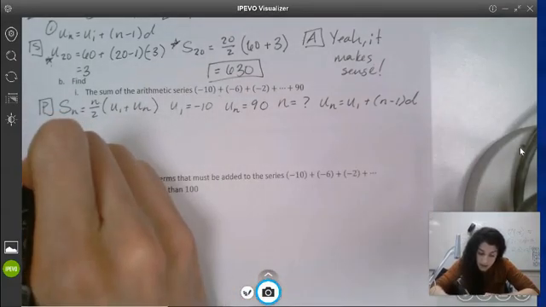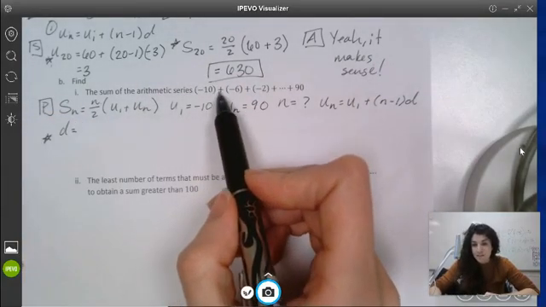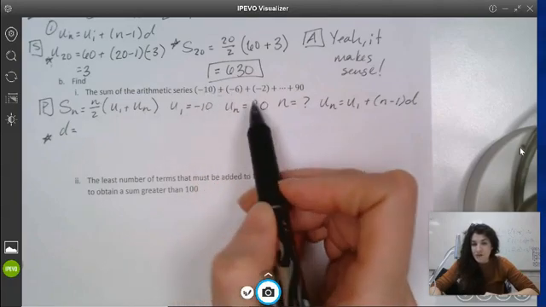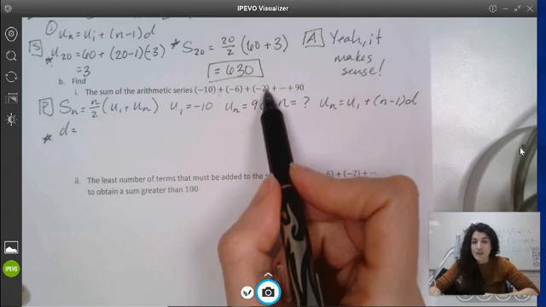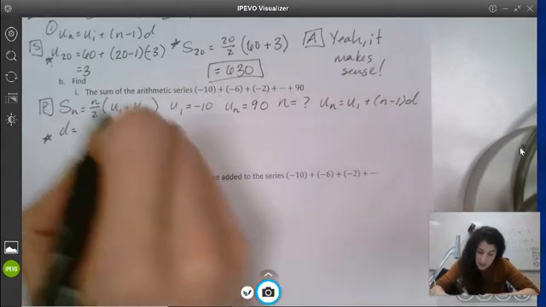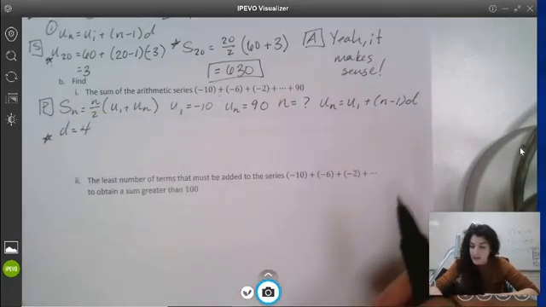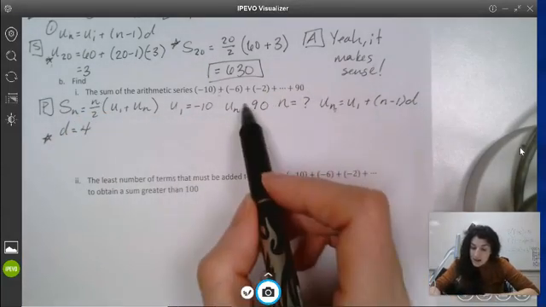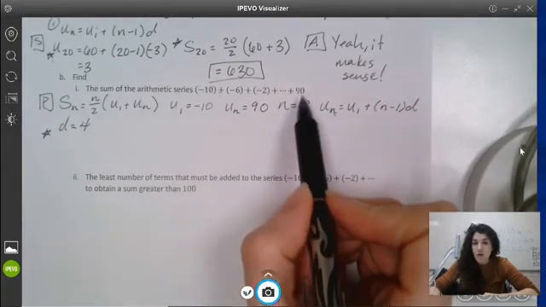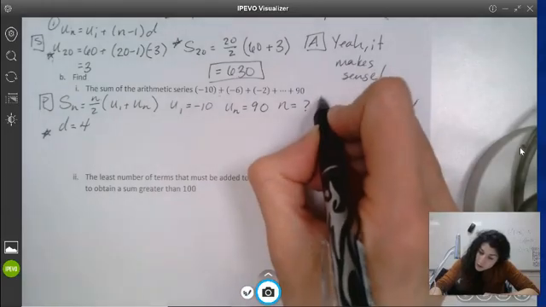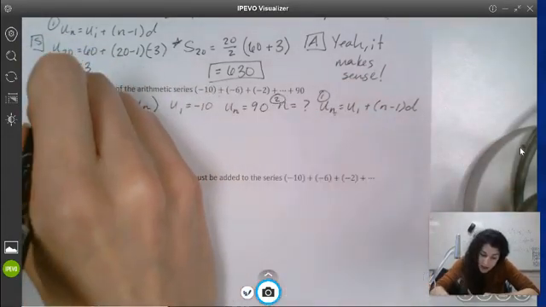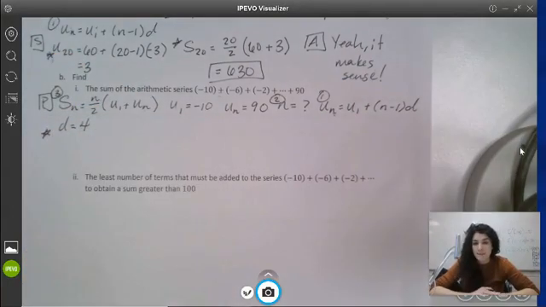What is the common difference for this series? It goes from negative 10 to negative 6 to negative 2, which means we're adding 4 every single time. The next term would be positive 2, and then positive 6, and then positive 10. So the common difference is positive 4. U sub n we also already have. So now we have all the information we need in order to solve for n. So we're first going to use this formula to solve for n, and then once we have n, we'll solve for the sum.